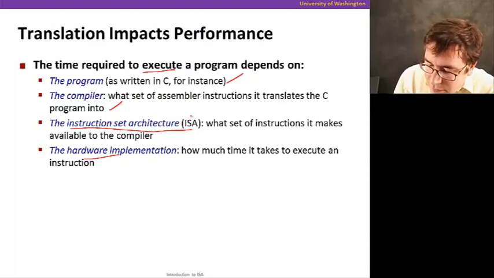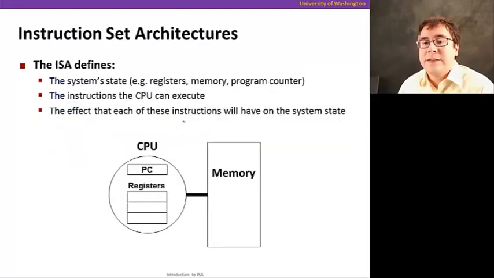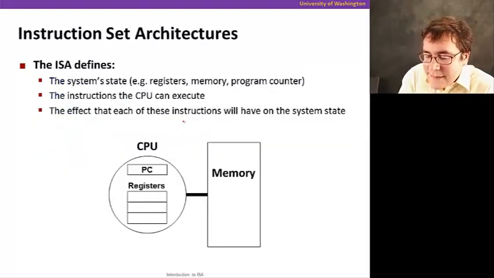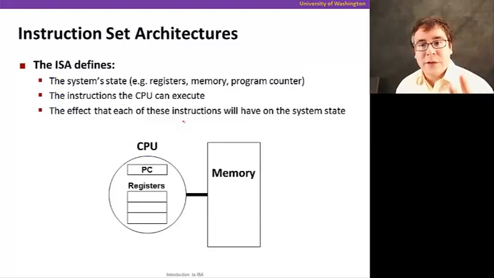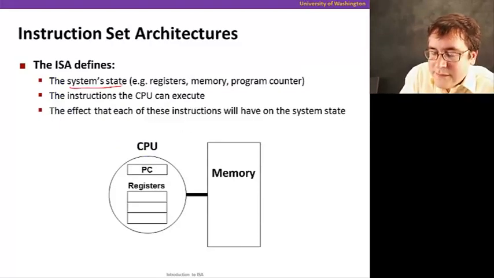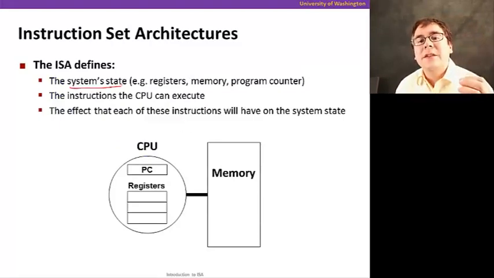Okay, so now let's spend a little bit more time understanding exactly what the ISA is. The ISA defines three important things. The first one is the system state. What defines the state of your computer system?